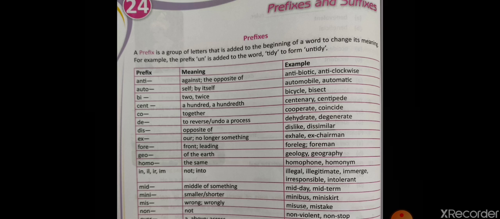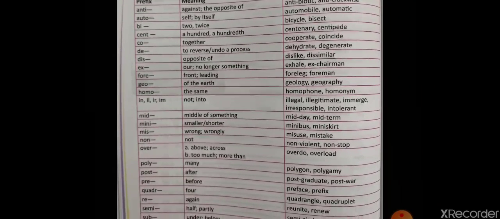Next is auto, which is self, that means automobile, automatic, right? Next is bi, which means two. So bicycle, bisect, bipolar, like this. Next is cent, 100. So centenary, centipede, like this. So these are the examples. There are many examples that are given, like mid, which means middle of something, midday, midterm, midnight. Next is poly, which means many. So polygon, polygamy, polymer, like this.